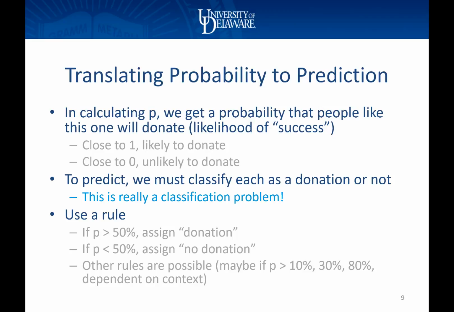Or in one example, from my industry career, we were studying trading rules, and we didn't want to change our order structure unless we were 80% confident that there was going to be a price change. So we can use different rules, but in this class, 50% or higher will be a success, and below 50% will be a failure.